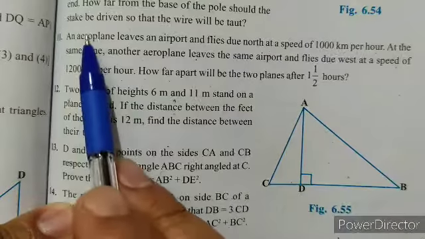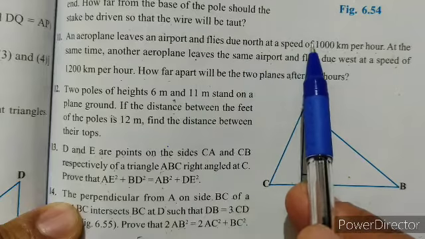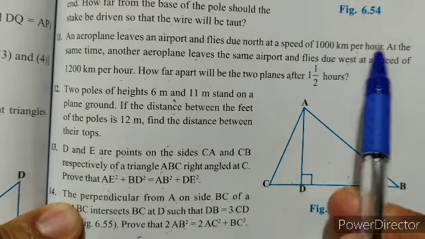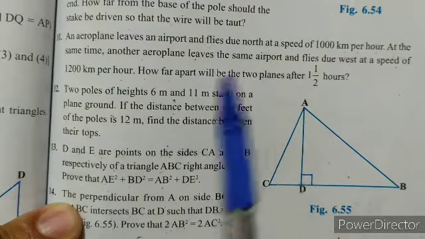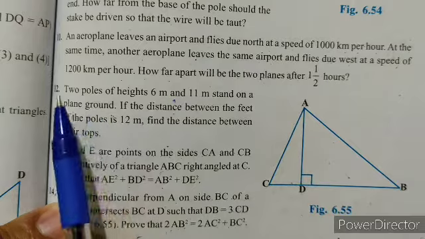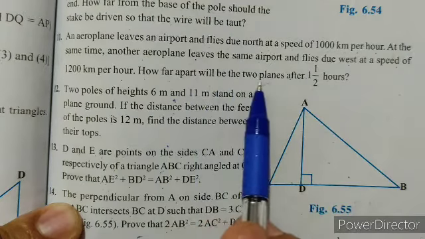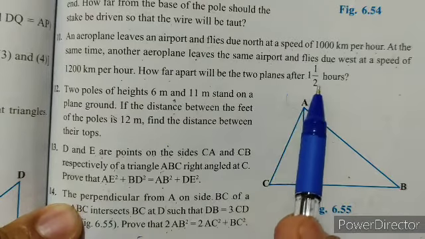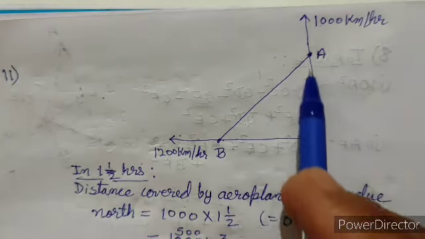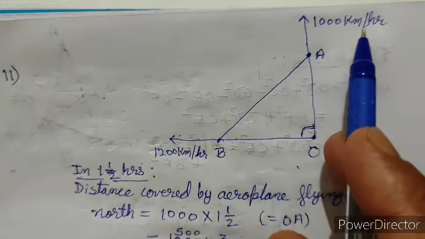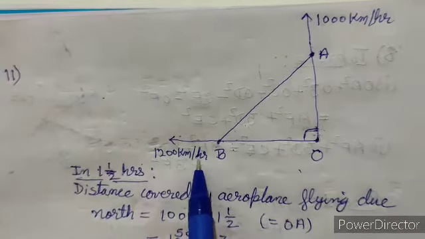Now in question number 11, an aeroplane leaves an airport and flies due north at a speed of 1000 km per hour. At the same time, another aeroplane leaves the same airport and flies due west at a speed of 1200 km per hour. How far apart will the two planes be after 1.5 hours? Now, one plane flies due north at a speed of 1000 km per hour and another is flying due west at a speed of 1200 km per hour.